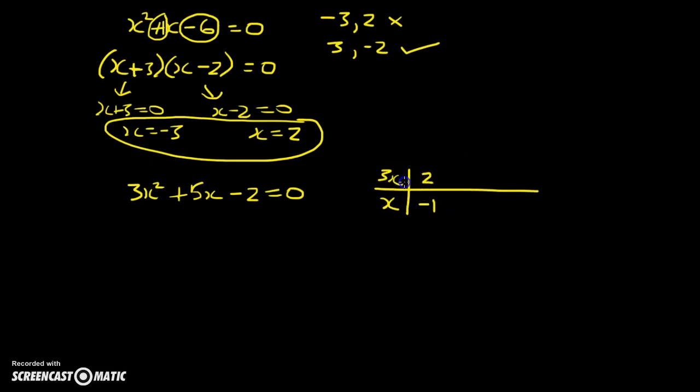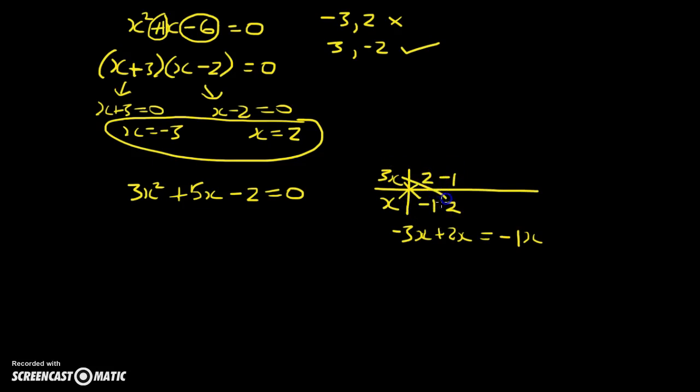So 3x multiplied by negative 1, that's negative 3x. And x multiplied by 2, that's plus 2x. Add those together, we get negative 1x. So that's not going to work because we want the 5x. Now let's try those the other way around, as in the 2 and the negative 1. So let's put the 2 there and the negative 1 there.